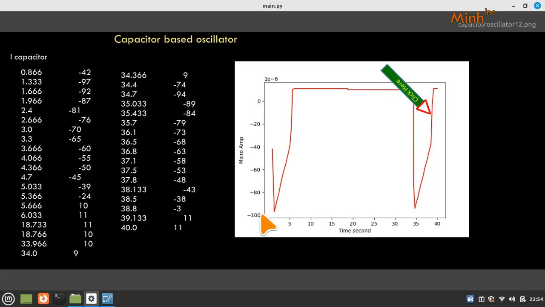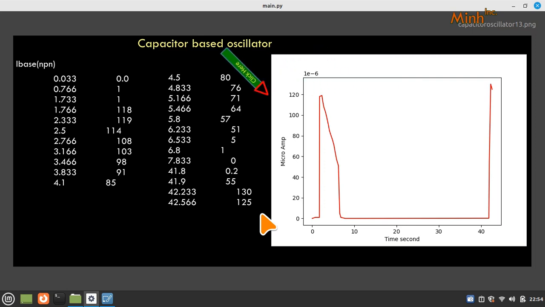Now it comes to a level where the capacitor is discharged and the transistor becomes switched off. When the transistor switches off, the capacitor starts charging again. It comes to this level and starts charging. When the capacitor is charging, at the beginning the current will be high, then slowly the current goes down as it charges. So this is the capacitor.